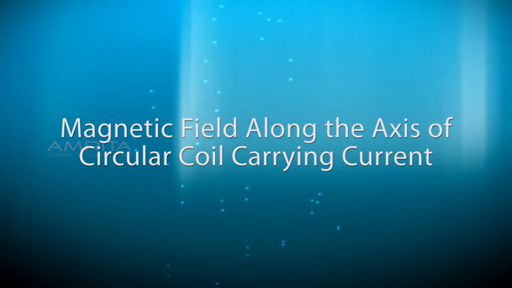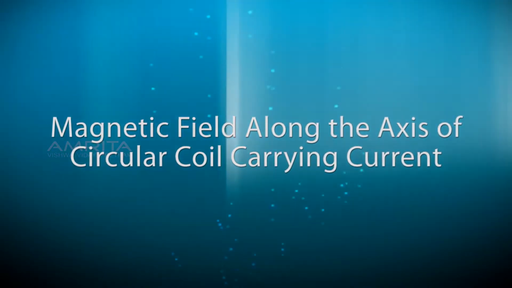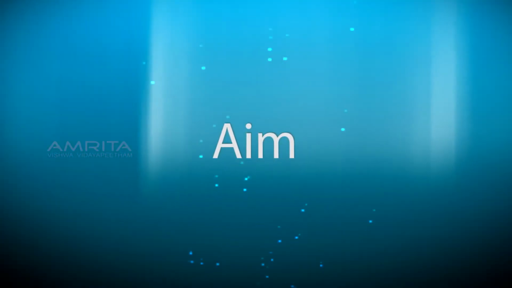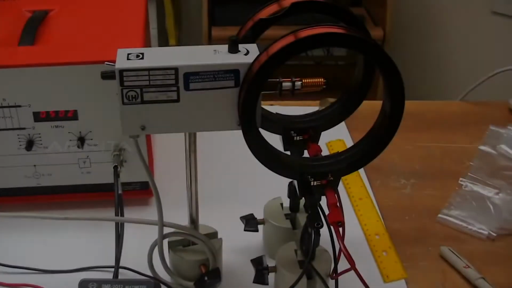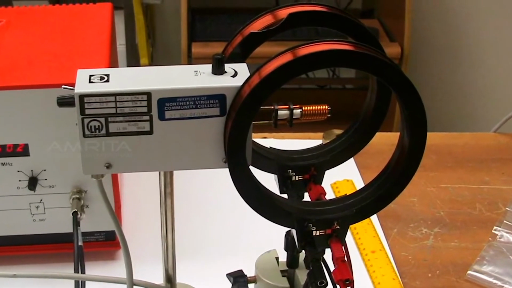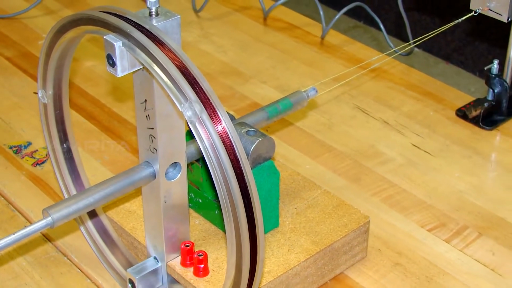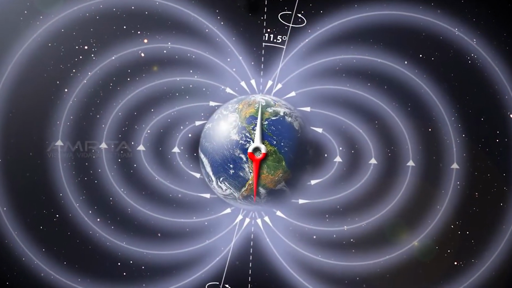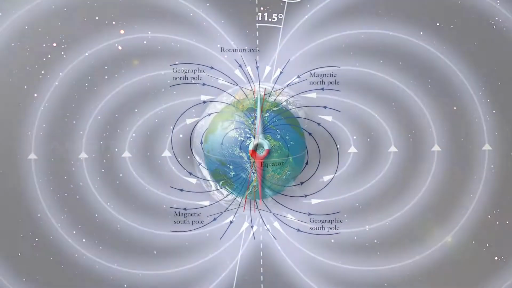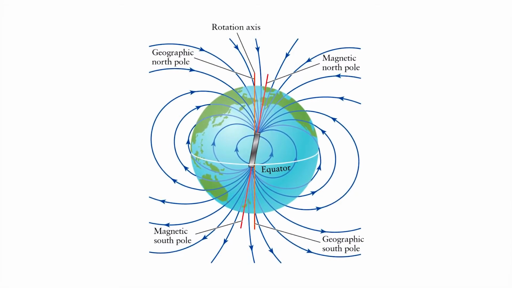Magnetic field along the axis of circular coil carrying current. Aim: to study the variation of magnetic field intensity with the distance along the axis of a circular coil carrying current, and to verify the value of horizontal component of Earth's magnetic field B0.